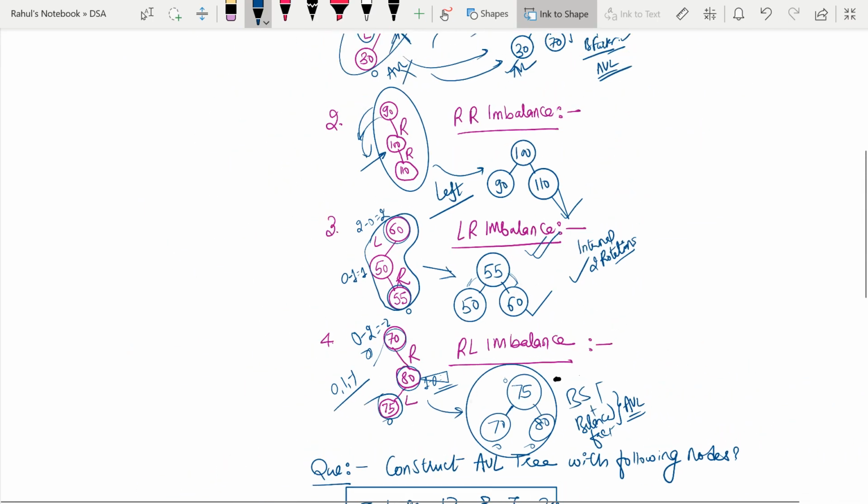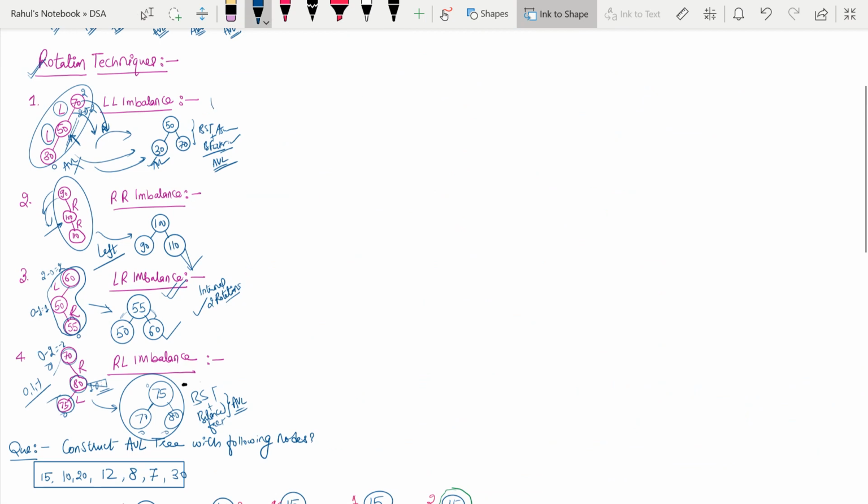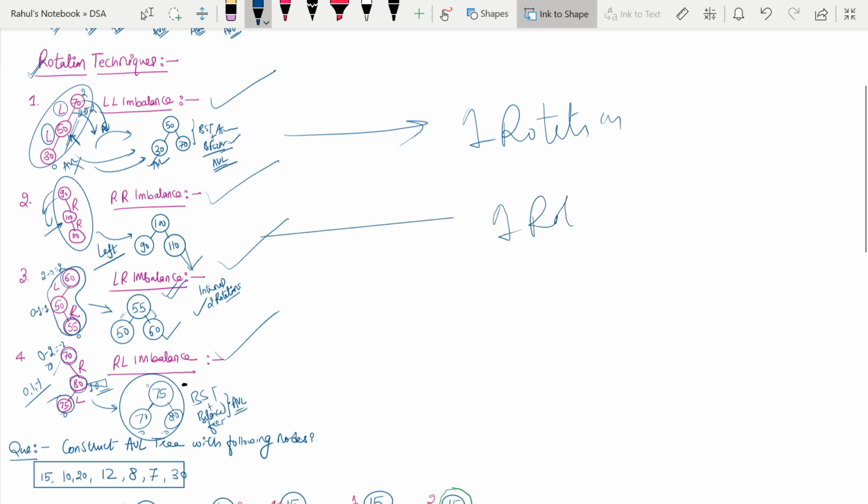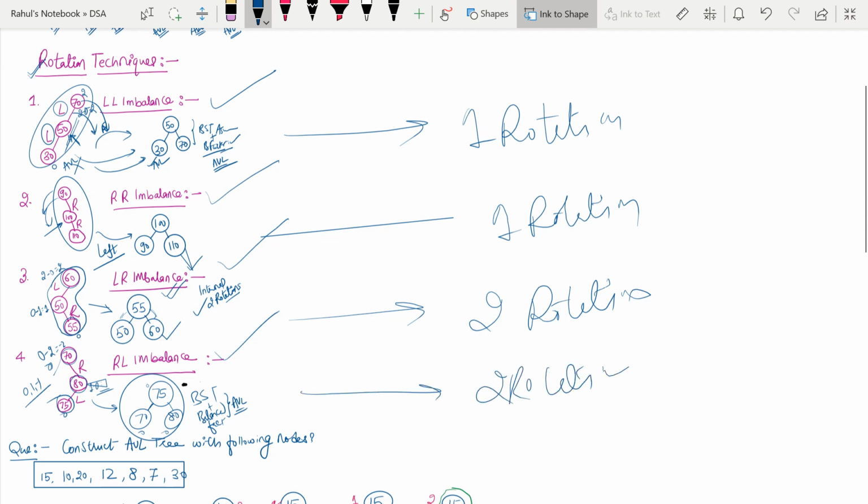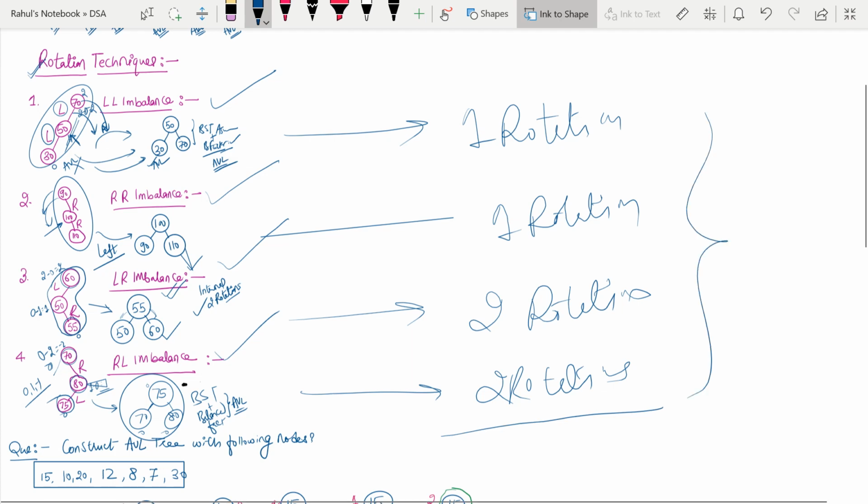Now there are four techniques you can see here. First is LL imbalance, second is RR imbalance, third is LR imbalance, and fourth is RL imbalance. LL imbalance internally has one rotation, RR imbalance also has one rotation, LR imbalance has two internal rotations, and RL imbalance internally has two rotations. Right. So these are the four rotation techniques which we will apply in the construction of our AVL trees.